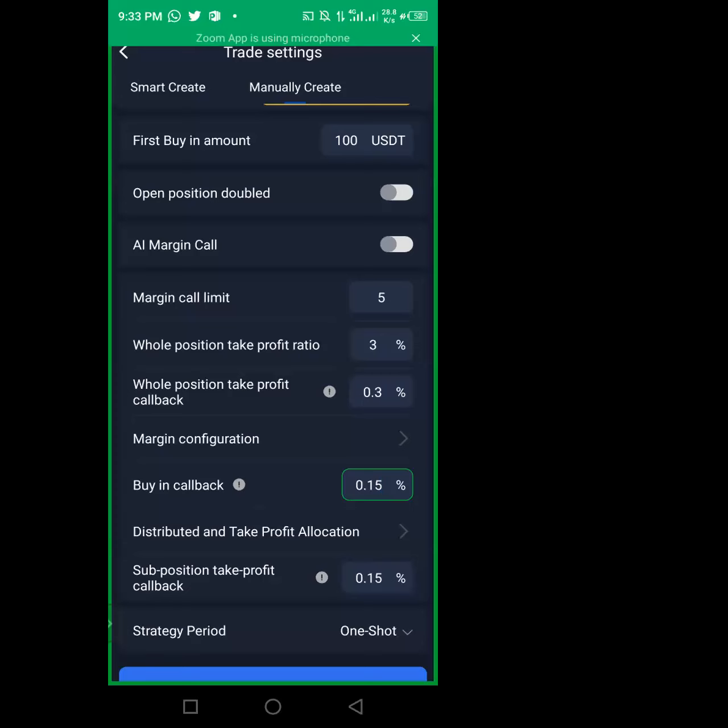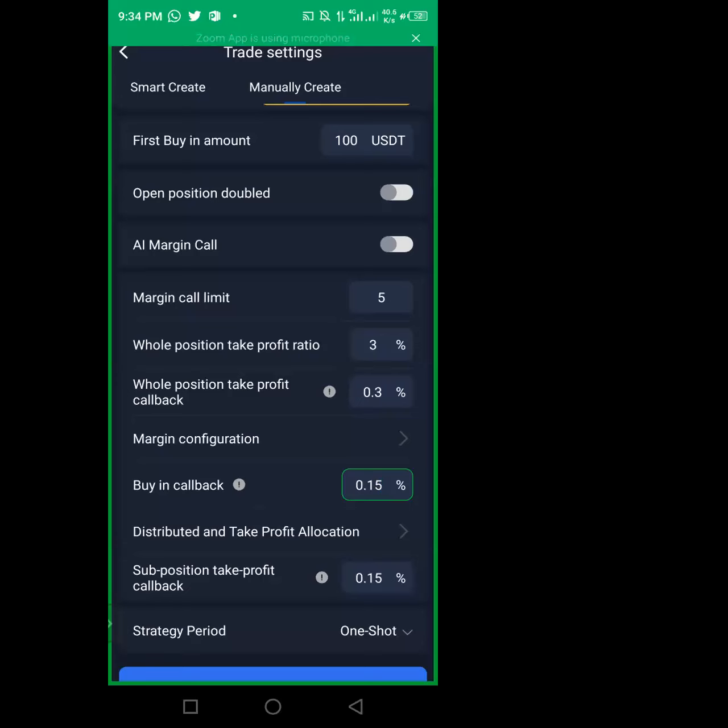It will not use that 30,000 to buy 2 bags of rice for you. So that is the importance of the buy-in callback function, in the sense that it helps you to buy at a good price when the coin is going down.